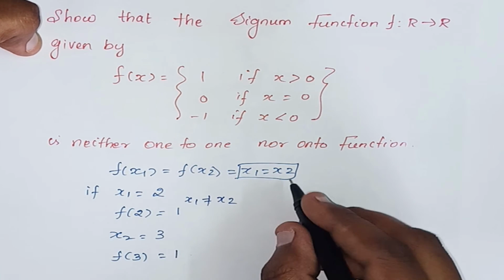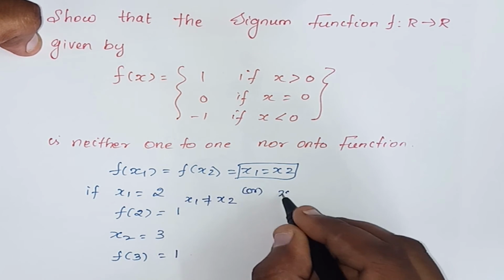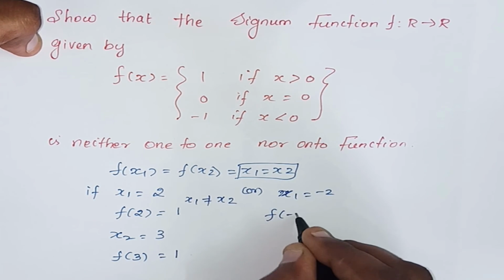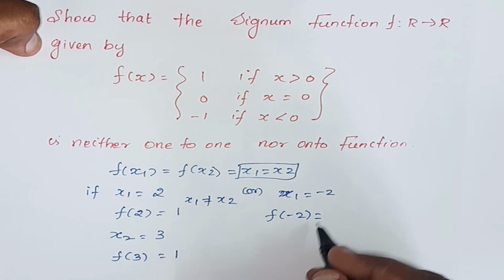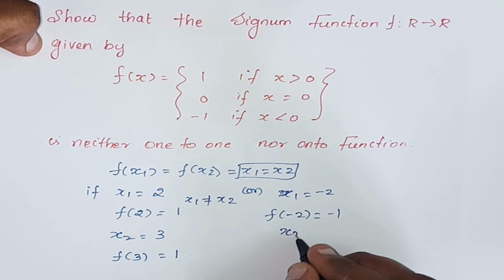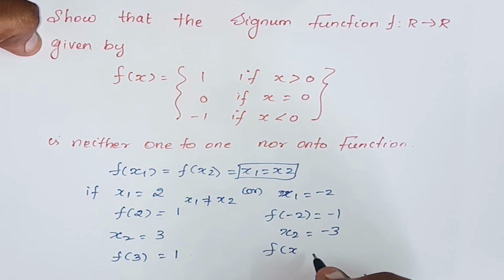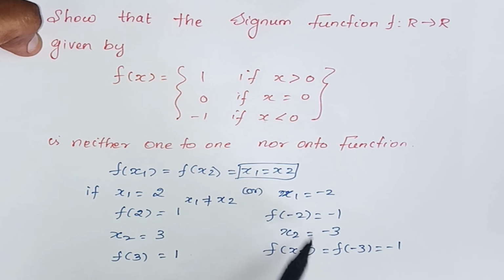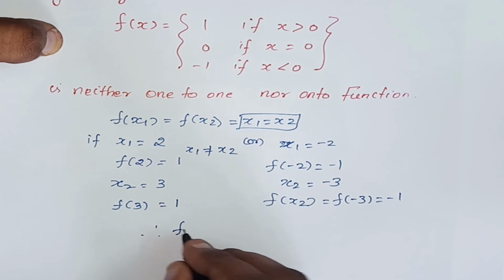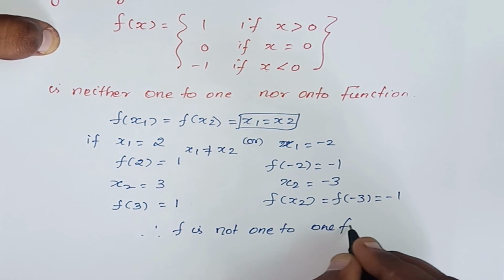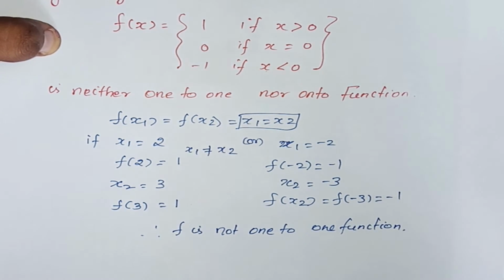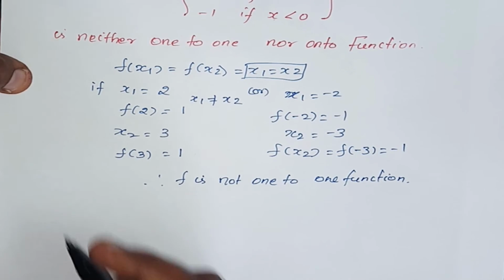If I am taking negative value, for x1 is equal to minus 2 means f of minus 2 is nothing but x is less than 0. Minus 2 is less than 0. So f of x is equal to minus 1. So x2 is equal to minus 3 means f of x2, that is f of minus 3 is also minus 1. So two different inputs, we are having same output. So therefore this function is not one-to-one function.